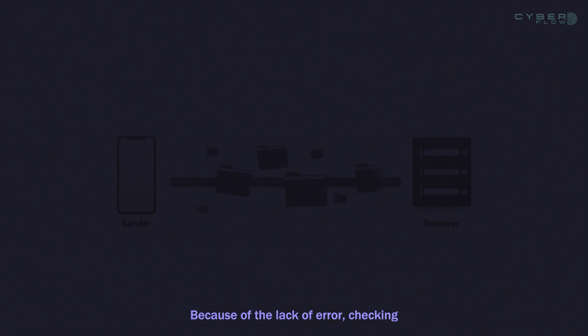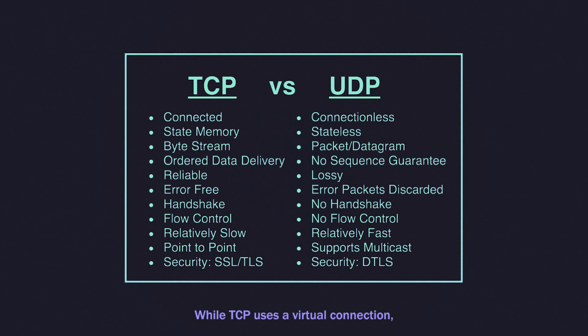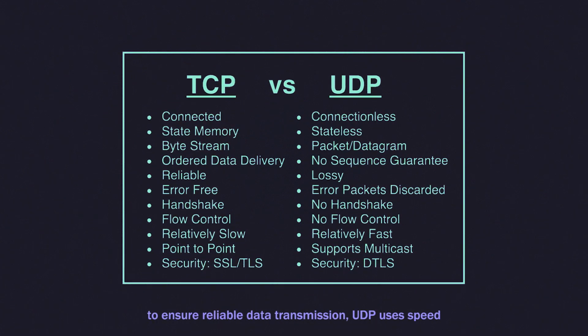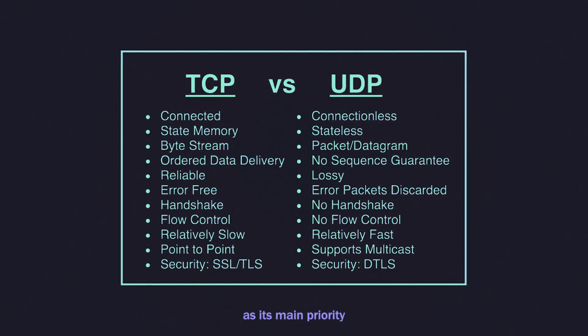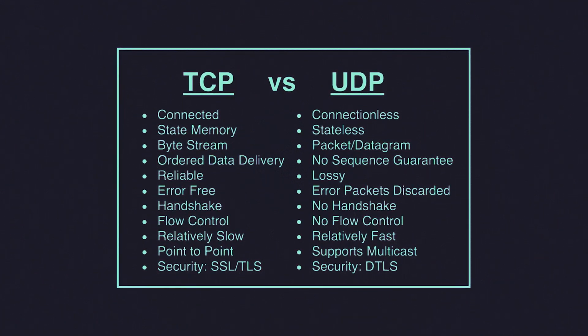Because of the lack of error checking, some data may be lost or received out of order, but it also means that the data is sent and received much faster. So, as you can see, TCP and UDP work differently to ensure that data is sent and received accurately and efficiently. While TCP uses a virtual connection, error checking, and retransmission to ensure reliable data transmission, UDP uses speed as its main priority and does not use error checking or retransmission.